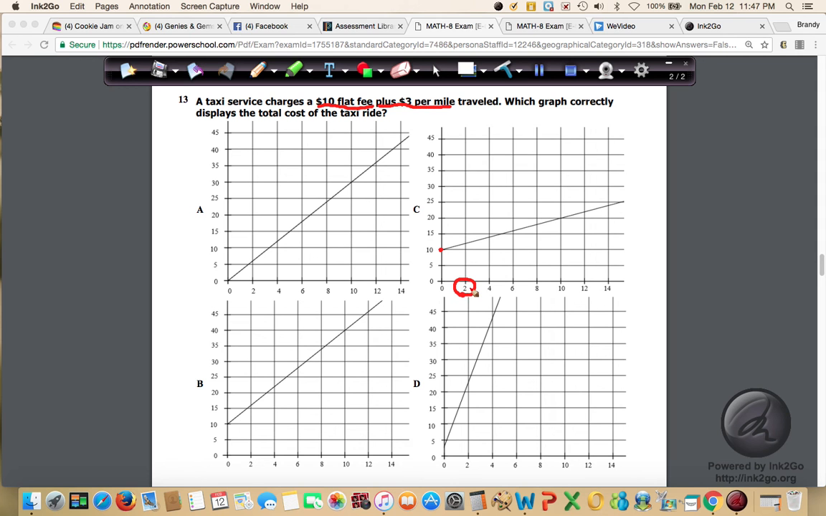How many miles is that? That's 2 miles. So it shouldn't be 13. It should actually be, yep, you guessed it, 16, because you have to go 10 plus 3 for the first mile plus another 3 for the second mile. So that gets you 16. So you need to figure out which one of these graphs shows you that correctly. I'm going to pause, or you pause it, do the math, pick your correct one this time, and then move on.